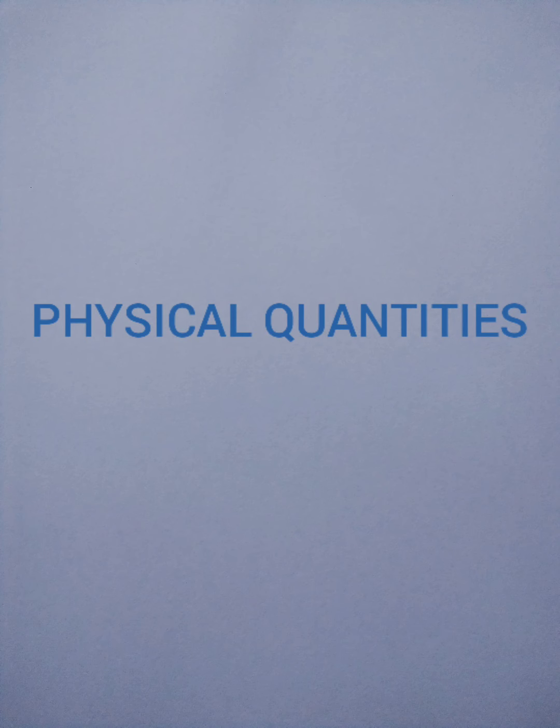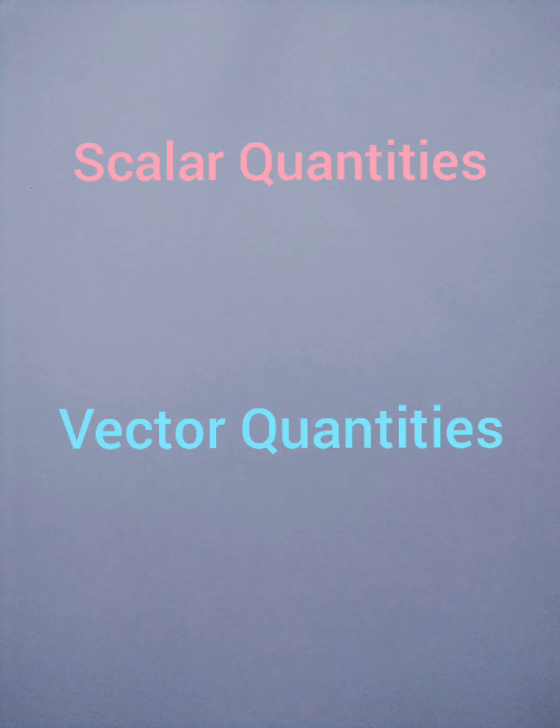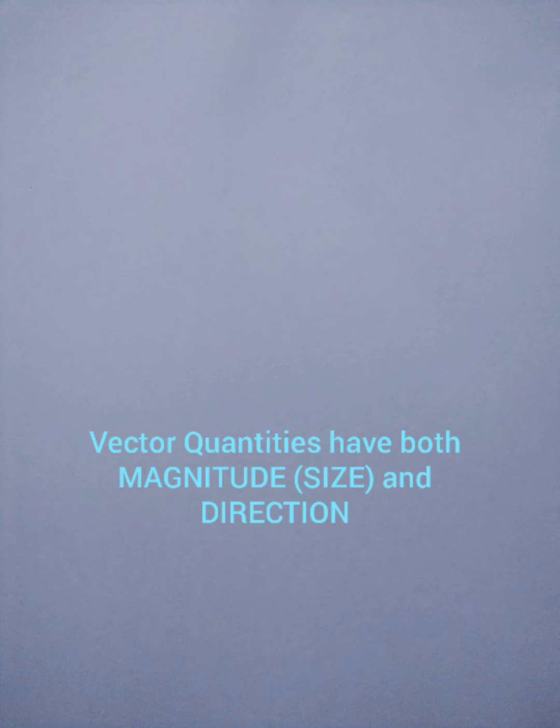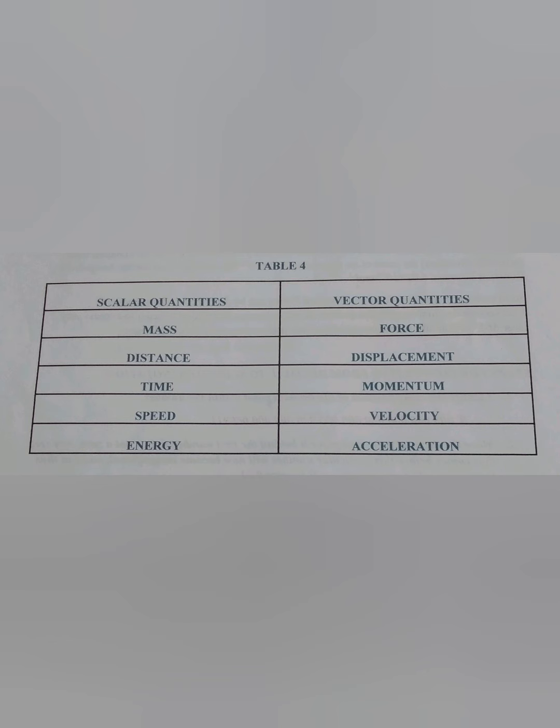All physical quantities can be classified into one of two separate groups called scalar quantities or vector quantities. And the difference between the two is very simple. That is, scalar quantities only have magnitude, which is just another name for size, while vector quantities have both magnitude and direction. Which basically means that unlike scalars, when representing vectors we have to stipulate its direction along with its magnitude. In analyzing table 4, we see that quantities like mass, distance, time, speed, and energy are scalar quantities, while quantities like force, displacement, momentum, velocity, and acceleration are vectors.